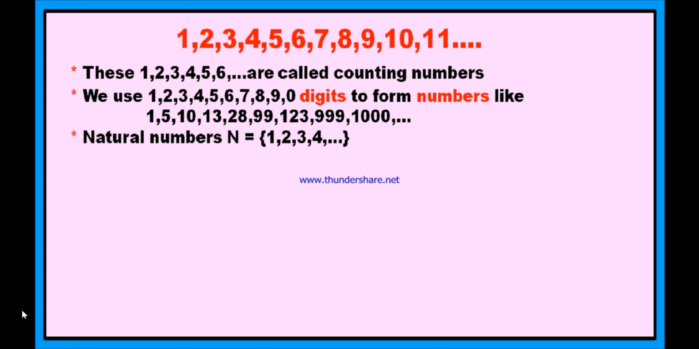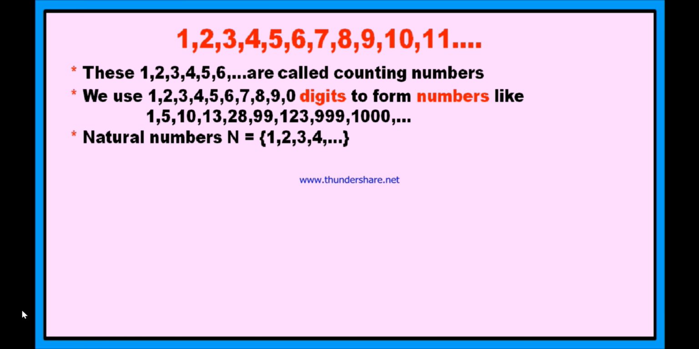1, 2, 3, 4 and so on are called the set of natural numbers. In this set of natural numbers, what is the least natural number? Good. 1 is the least natural number. And what is the highest natural number? Good, we cannot say. Therefore, infinity is the highest or maximum natural number. There is no highest natural number, but the least natural number is 1.